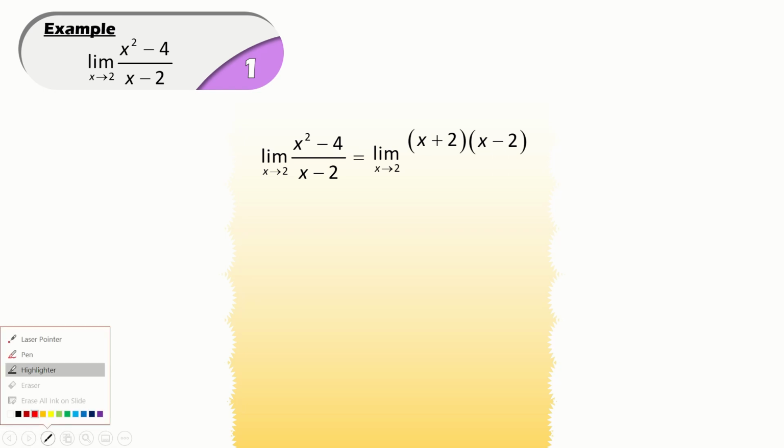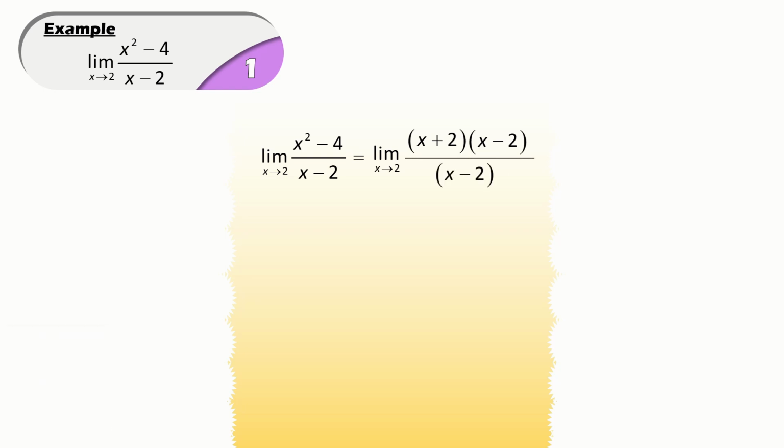Rewrite the denominator. It is clear now that the difference of x and 2 can be divided by the denominator, which has the quotient of 1. 1 multiplied to the remaining factor. The result is the factor itself, which is the sum of x and 2.